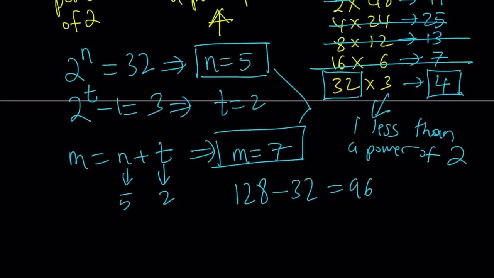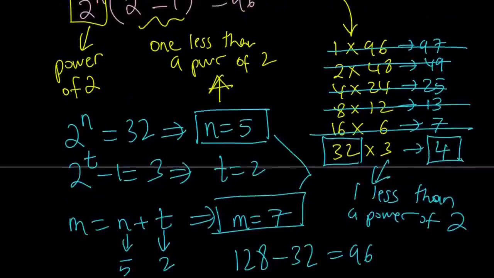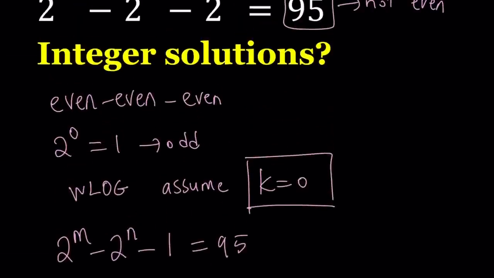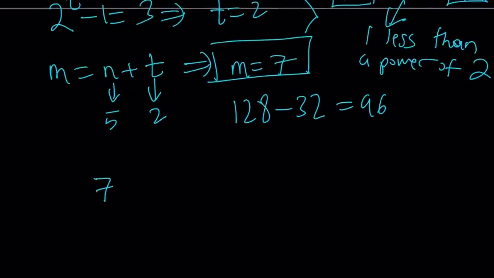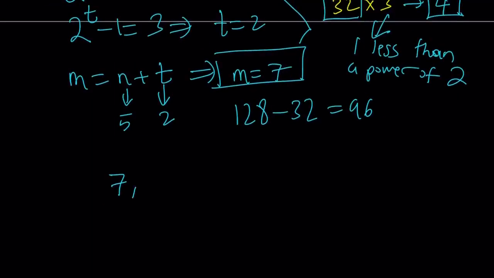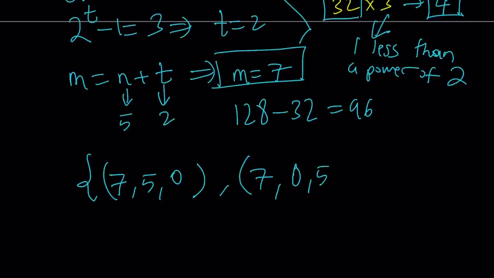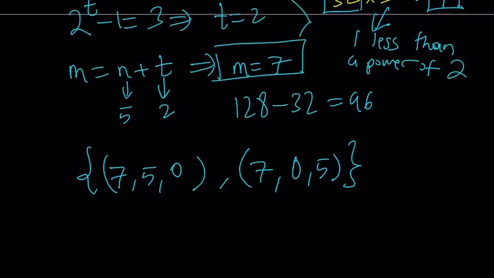All right, anyways, so we got the values. m is 7, n is 5. Right? What about the k value? Well, we had assumed that k is equal to 0, remember? So that gave us the ordered triple 7, 5, 0. But guess what? That's not the only ordered triple that works, because remember, we were allowed to switch n and k. Therefore, 7, 0, 5 is going to be another valid solution. So we got two solutions for this equation for integers.